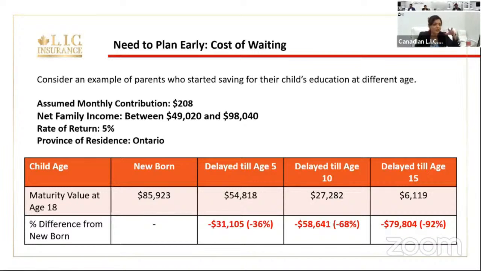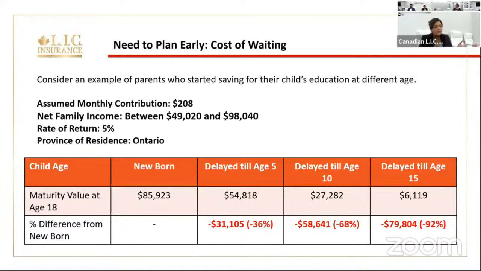But let's say your child is 4 years old, and you make the same contributions and everything. The accumulation will be $54,000. So you are losing basically $31,000. That is the growth, because you have missed 4 years of growth. If you delay for 10 years, you're losing basically 68% of the growth.